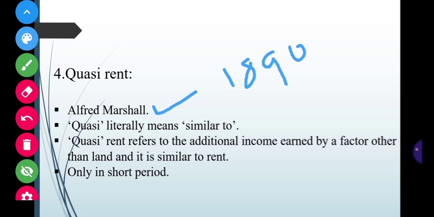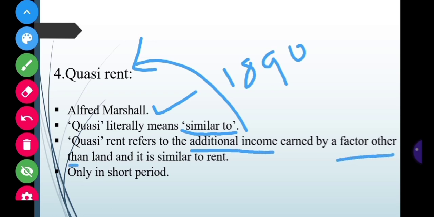Quasi means what? Quasi literally means similar to what? Similar to rent. Here Quasi rent refers to the additional income earned by a factor other than land, and it is similar to rent. This is called Quasi rent.